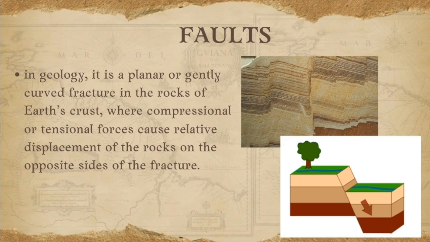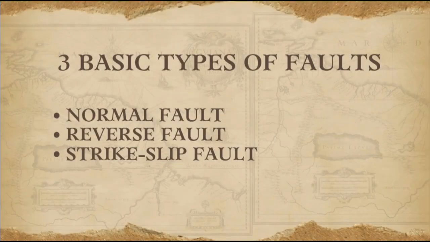When rocks slip past each other in faulting, the upper or overlying block along the fault plane is called the hanging wall or the head wall. The block below is called the foot wall. We have three basic types of faults: the normal fault, the reverse fault, and the strike slip fault.